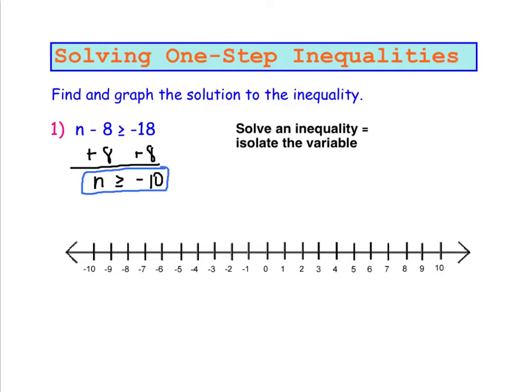And now I need to graph that. I'm going to put a closed circle at negative 10 because it's greater than or equal to. And then I'm going to shade all the way to the right because it's greater than, making sure to shade in my arrow.